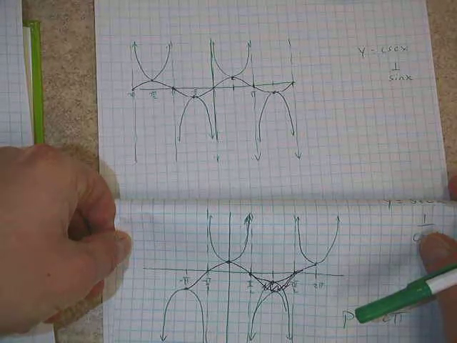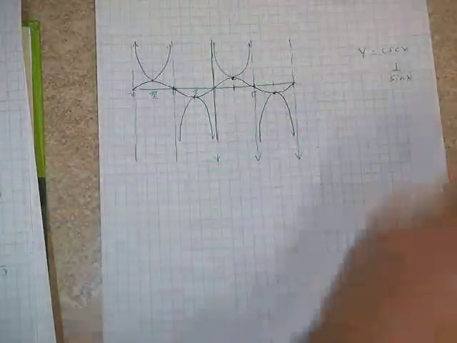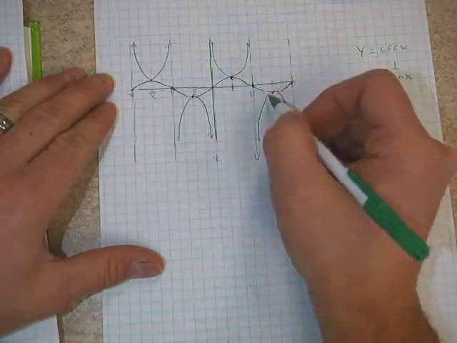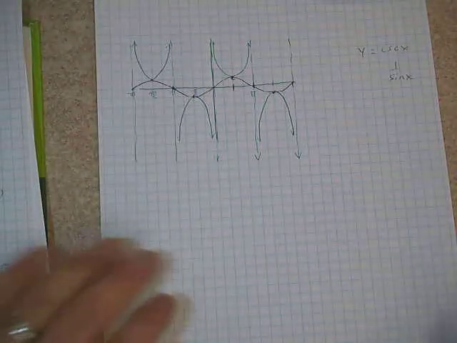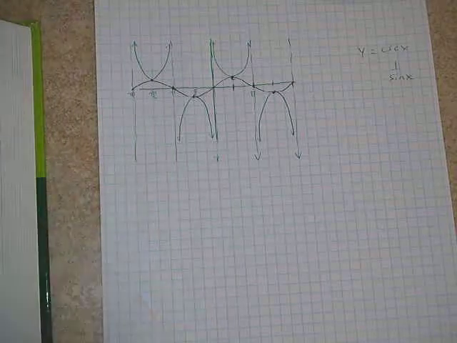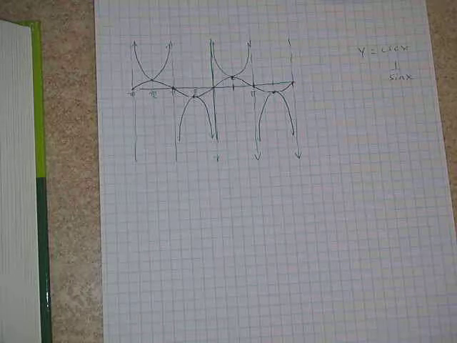If you were to compare the two graphs that I just drew, do they look much different? What's the difference then? The asymptotes are the difference, and where the function equals 1 and negative 1. Fair enough? Questions so far?